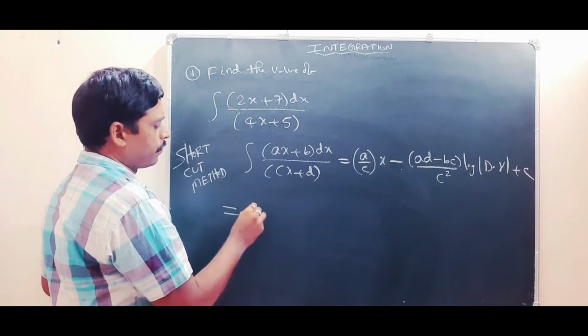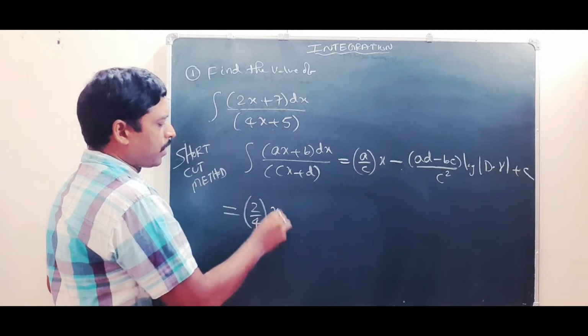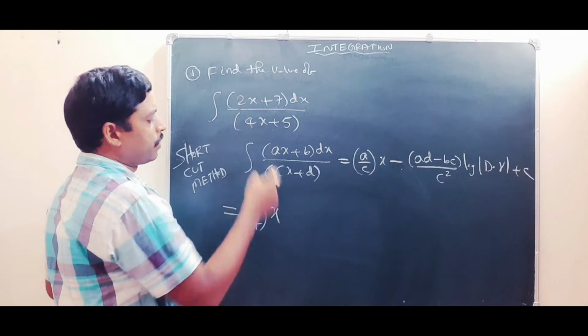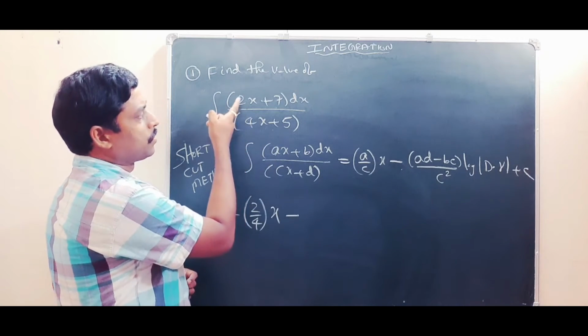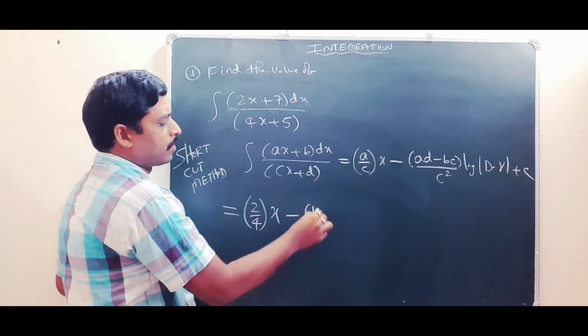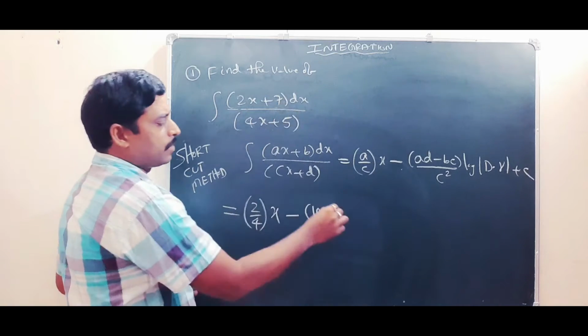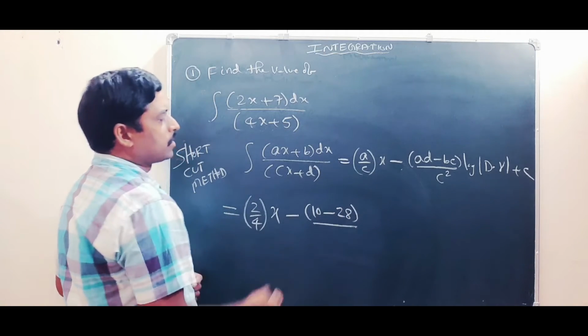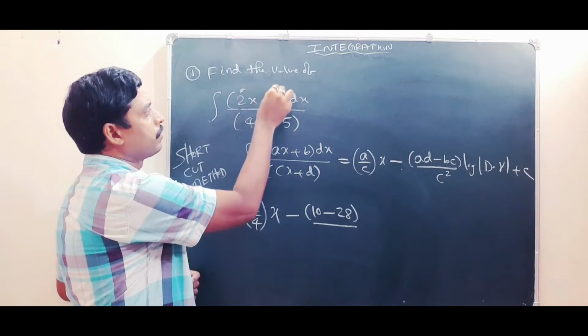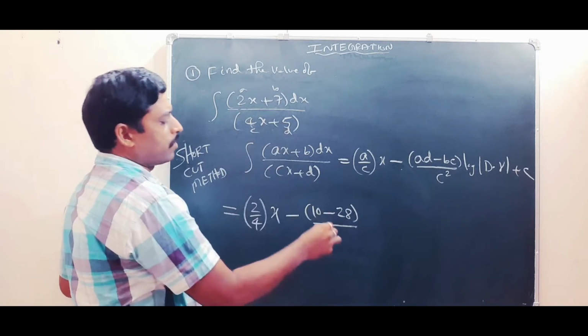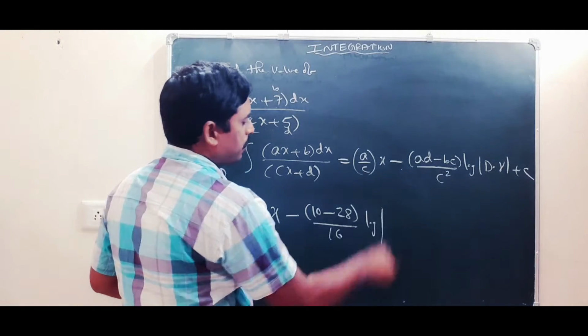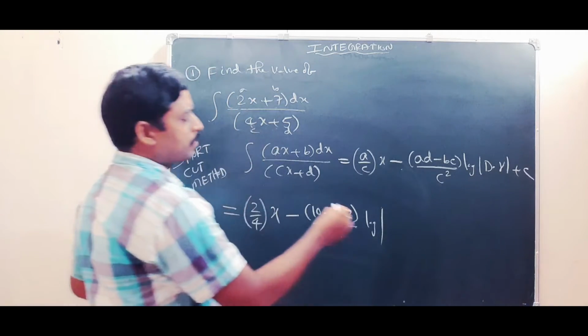2 by 4 into x minus AD minus BC. 2 5 is 10. 4 7 is 28. C square, where C value is 4, C square value 16. Log of denominator. What is the denominator value? 4x plus 5.